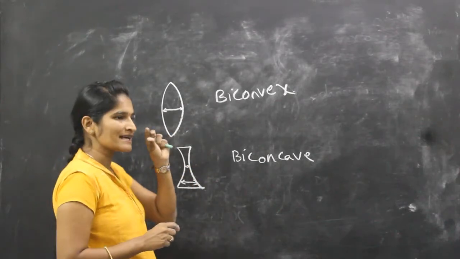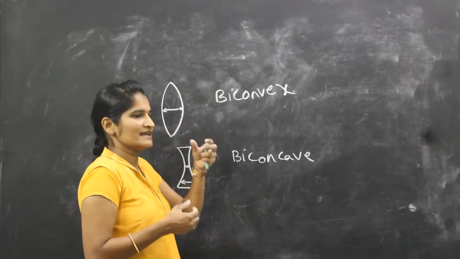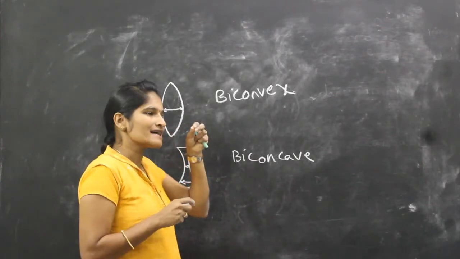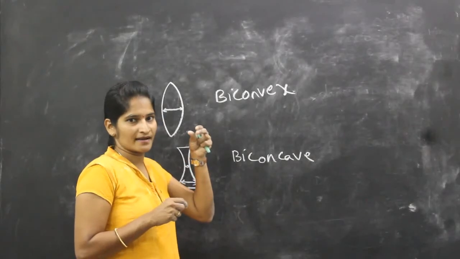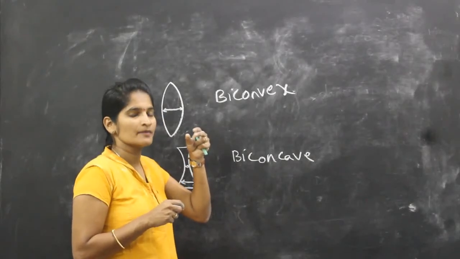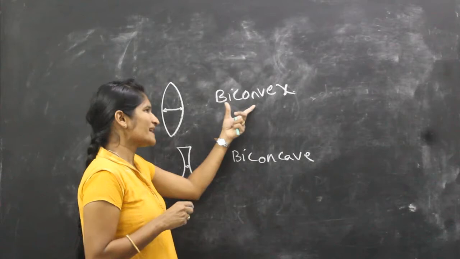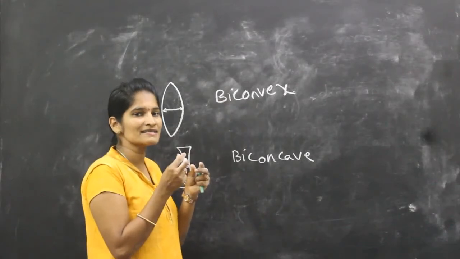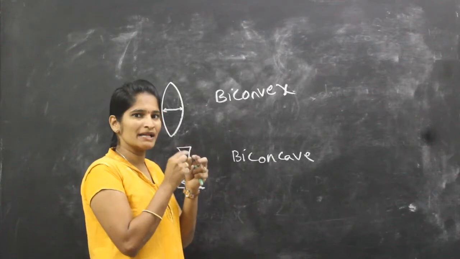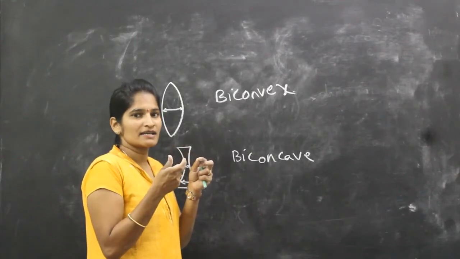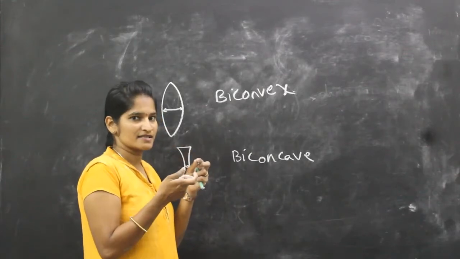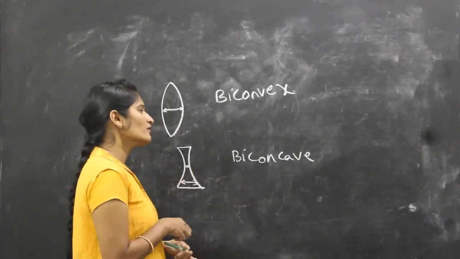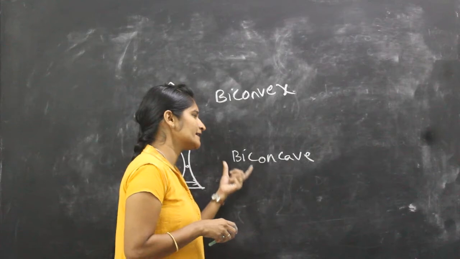Practically, if you touch a lens to know what type of lens it is, and if you touch the middle and it is thick, that is, it is bulging, then it is called a biconvex lens. If the thickness at the edges is more when compared with the middle part, then it is called a biconcave lens. Now we will see the terminology related to this.